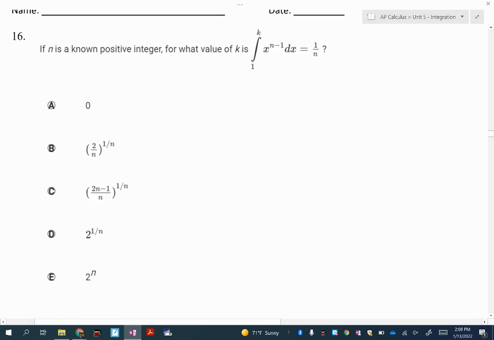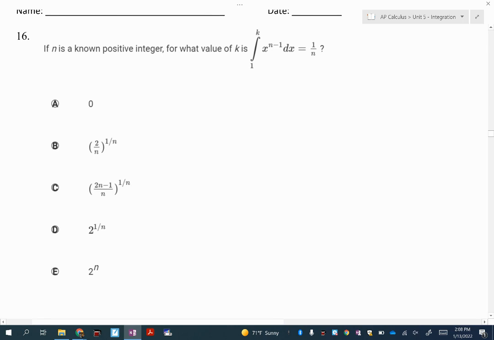All right, so it says that n is a known positive integer. For what value of k is the integral from 1 to k of this function the same as 1 over n? The way I actually did this problem was I picked a value for n. I just chose n is 3. So I did the integral from 1 to k of x to the second power, right? 3 minus 1 is 2, dx, and that's equal to 1 over 3.